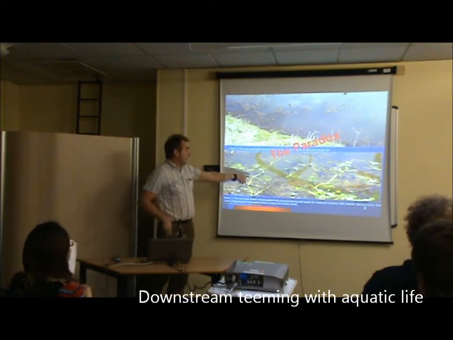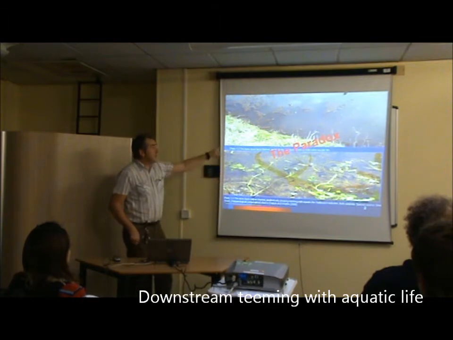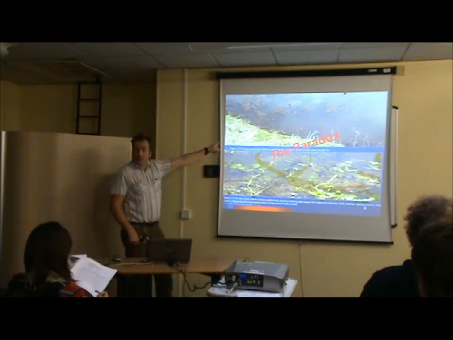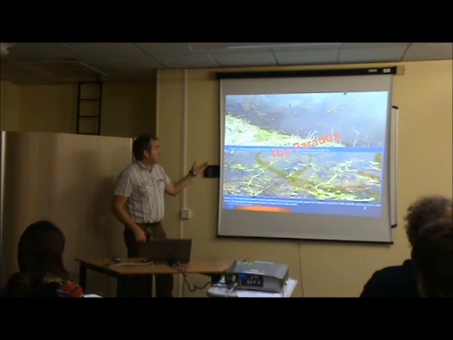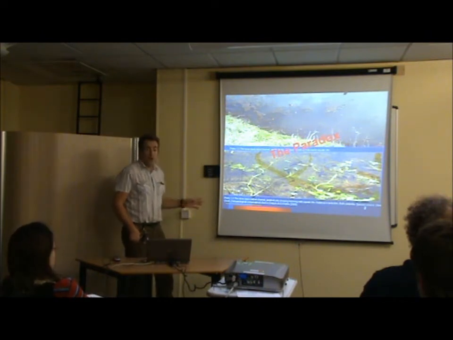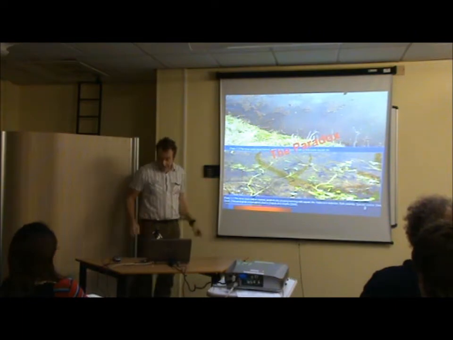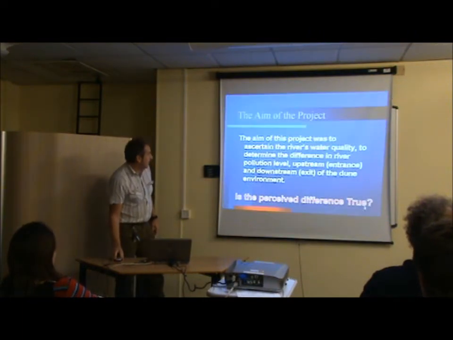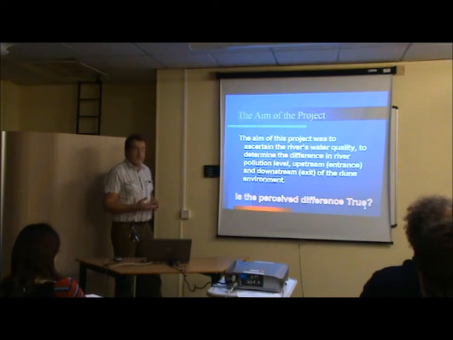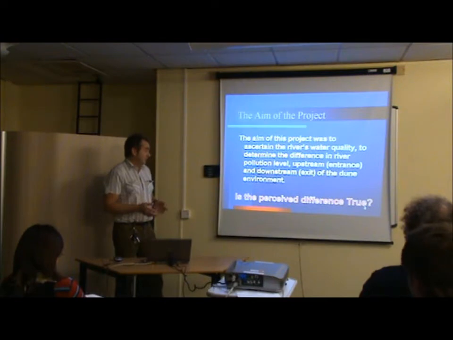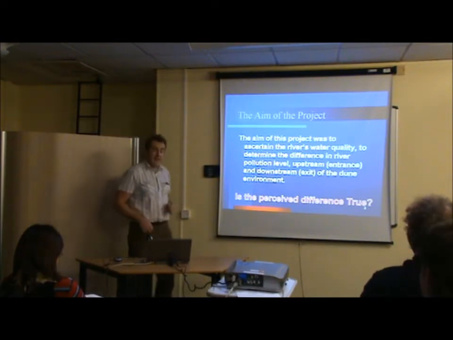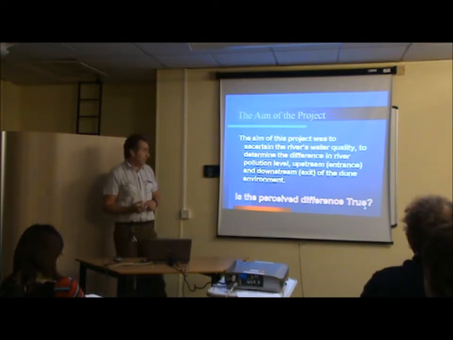This was downstream as the water dissipates onto the beach, and this was further upstream in the dune course, which is aesthetically displeasing. So I set about finding out what's happened to the water from when it enters the dune system to when it goes into the beach. So my aim was to find out the quality at the beginning of the water course in the dune environment and at the end, to find out, is the perceived difference true?